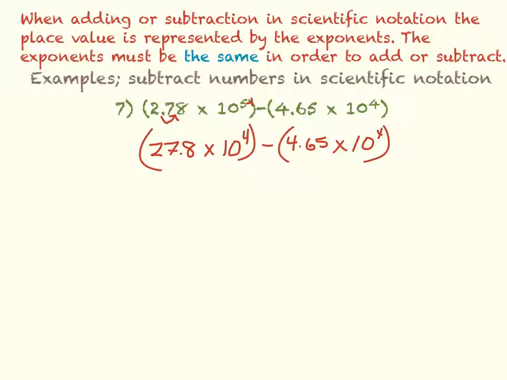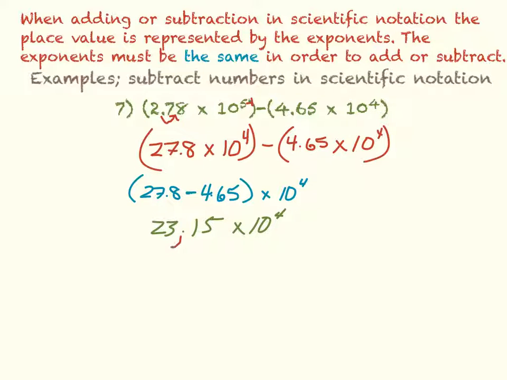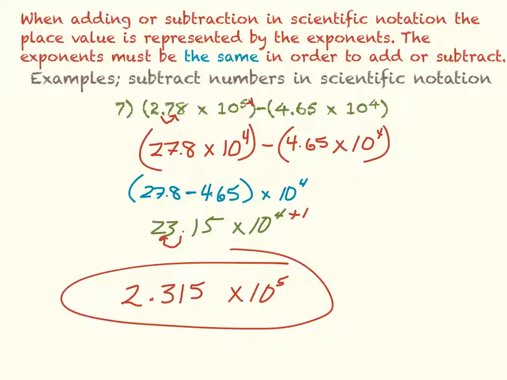Now I have the same power, so I just subtract my numbers. 27.8 minus 4.65 times 10 to the 4th power. 27.8 minus 4.65 is going to give me 23.15 times 10 to the 4th power. And now again, I need to make sure this is in scientific notation, so only one number to the left of the decimal, so I'm going to move it to the left 1. And if I move it to the left, I'm going to add 1 to my exponent. So my final answer is 2.315 times 10 to the 5th power. And that's your final answer.